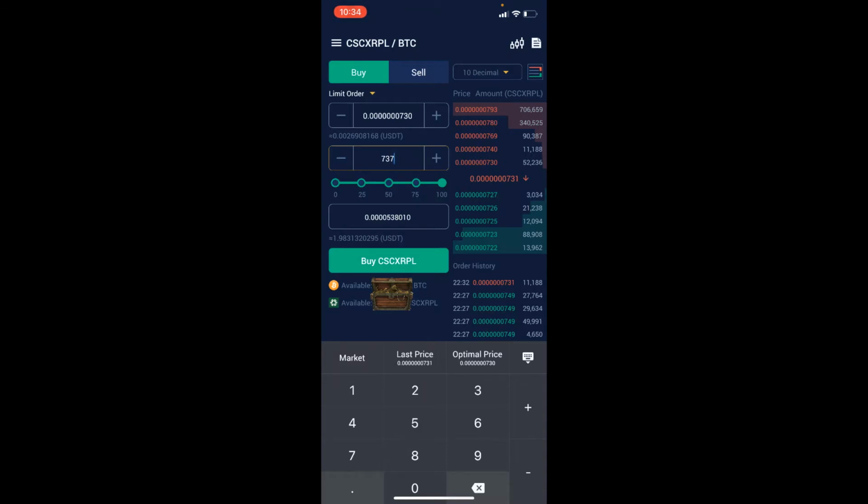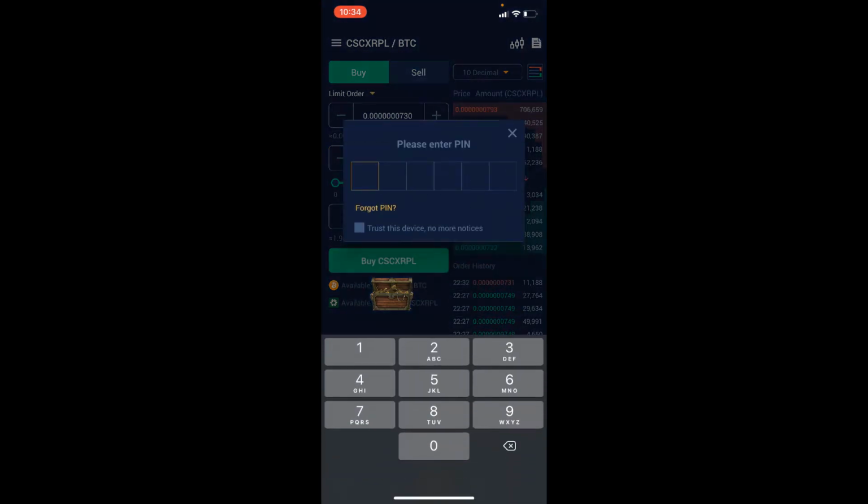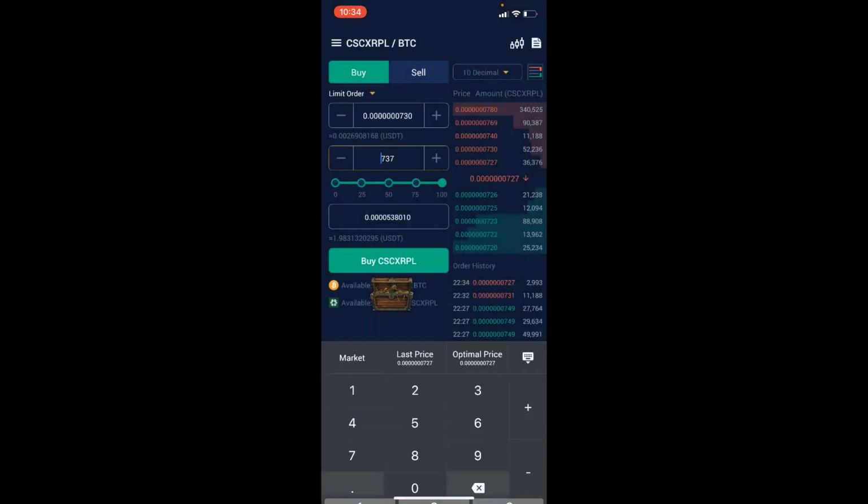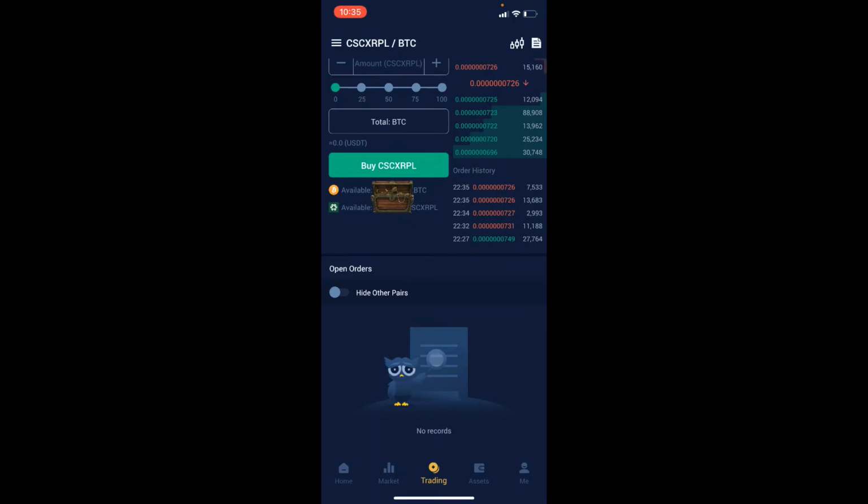But when you're ready to buy, all you do is hit the buy button, put in your PIN. I won't enter mine, but you would put in your PIN, and once you do that, then you are ready. It will place the order for you, and then you will see your order. That's where you will see your order, down here where it says open orders.